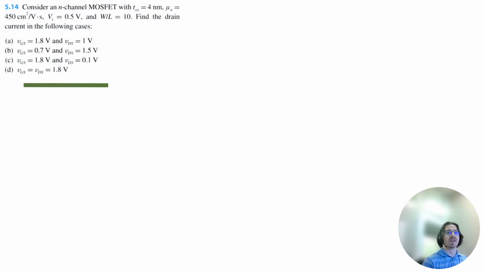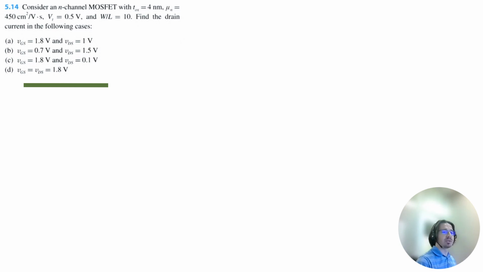Let's solve problem 5.14 for Microelectronic Circuits 8th edition by Sedra and Smith. Consider an N-channel MOSFET with t_ox equals 4 nanometers, mu_n equals 450 centimeters squared per volt second, threshold voltage of 0.5 volts, and W divided by L is equal to 10. Find the drain current in the following cases.